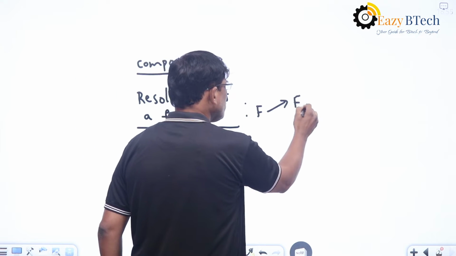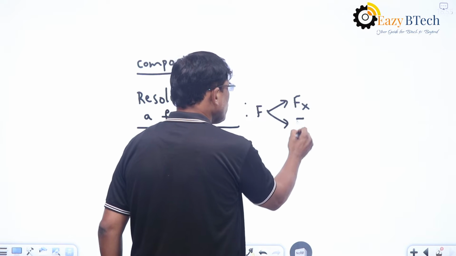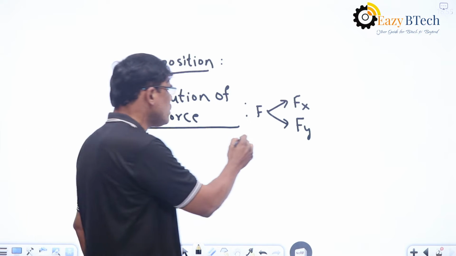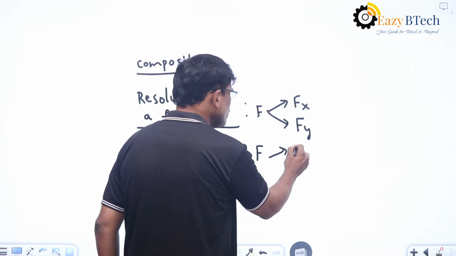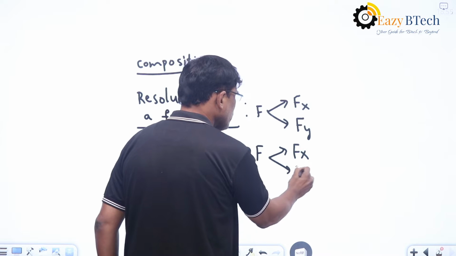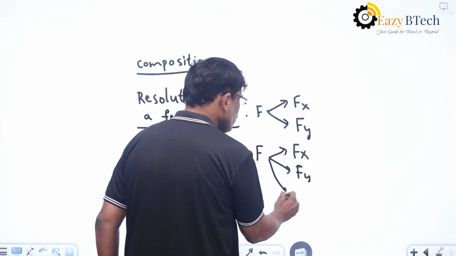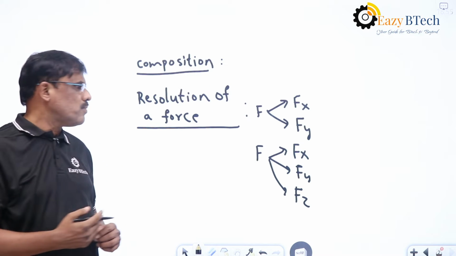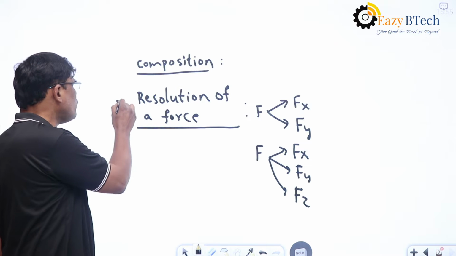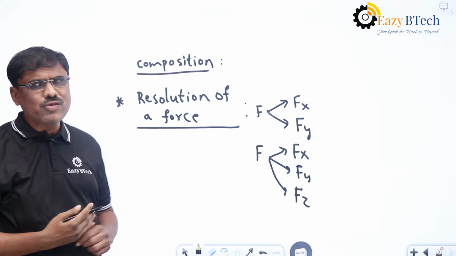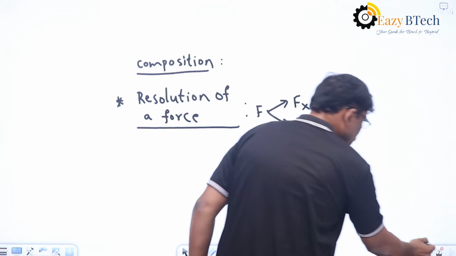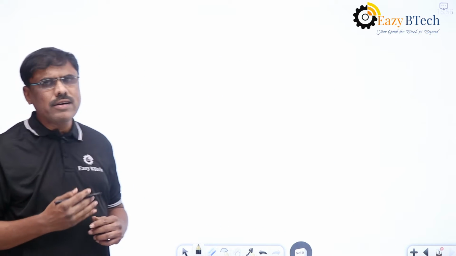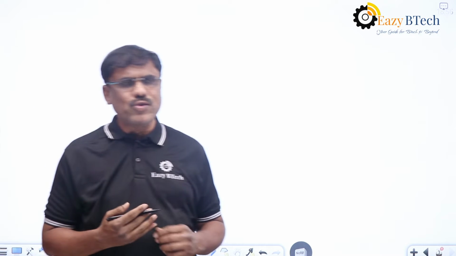In a two-dimensional force system, F is divided into two components, Fx and Fy. In a three-dimensional system, the force is divided into three components, Fx, Fy and Fz. So to find the resultant of the given force system, the most important thing is to know the resolution of a force, and how to find the components of a force.